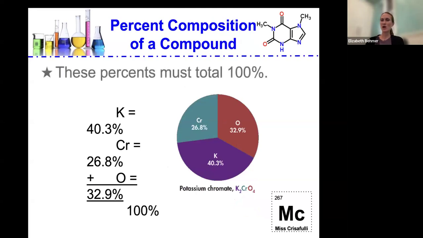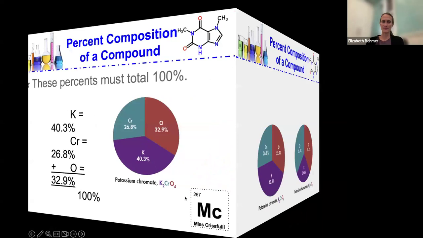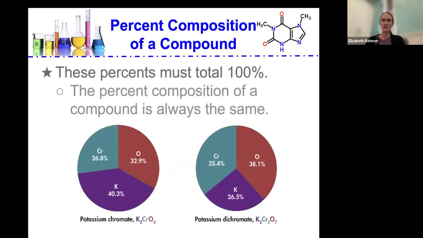These percents must always total 100%. If we add up the 40.3, 26.8, and 32.9, we get 100%. That's very important to remember. The percent composition of a compound is always the same, and the percents must always total 100%.